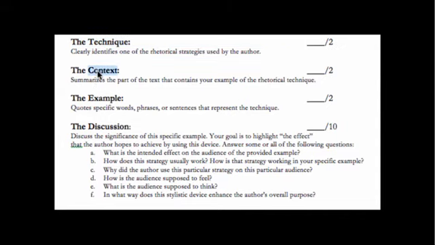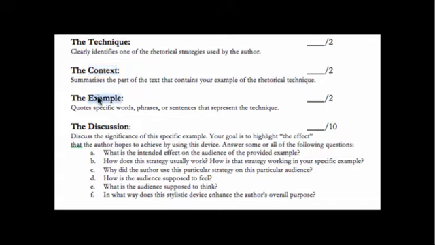Along with that, you got to make sure that you include the context. You've got to summarize the part of the text that contains the example that you're going to provide as an example of imagery. So this could be really short. This could be something where you just tell us what page number it's on or what part of the story or essay you're referring to. You got to make sure that you ground the reader in what it is you're talking about and where the example that you're about to provide is in the text.